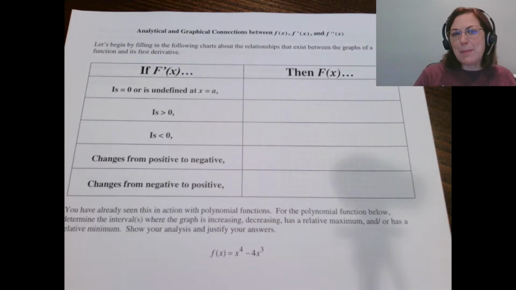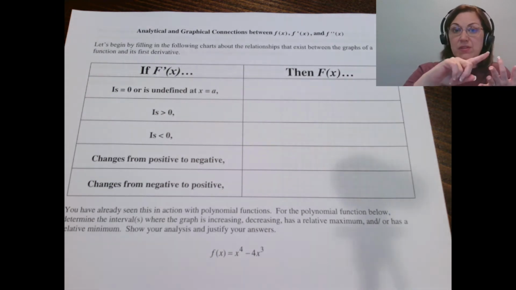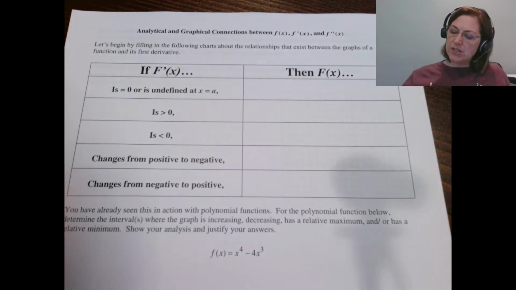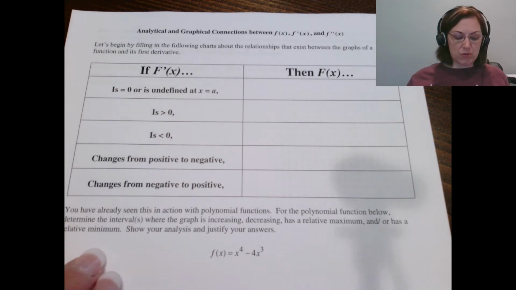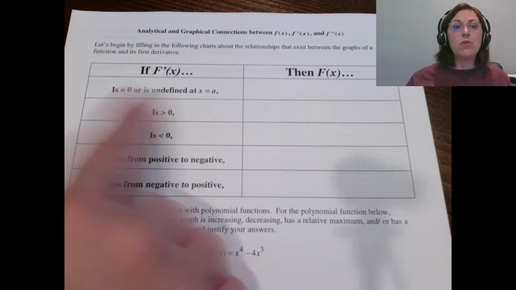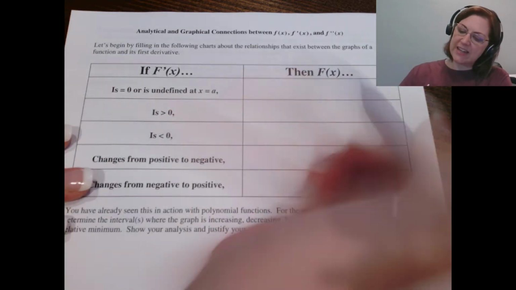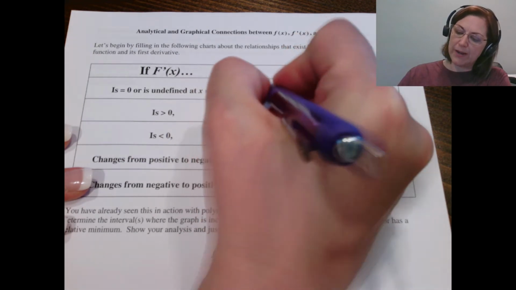Let's look at a topic that's commonly referred to as curve sketching. It's where we're making the connections between the function, the first derivative, and the second derivative. So we have some details here about the first derivative. If the first derivative is 0 or the first derivative is undefined, then f of x has what we call a critical point.